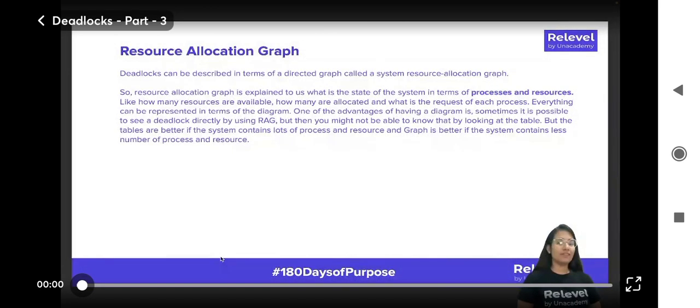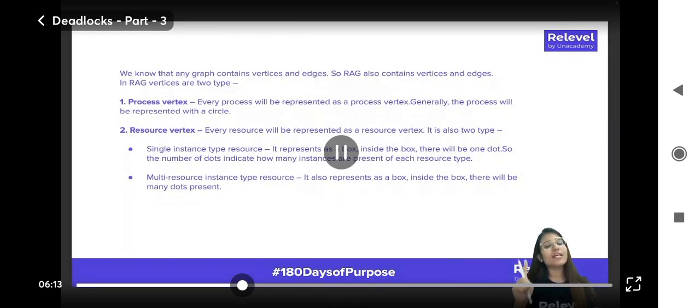I have one single dot. One single dot means a single instance.